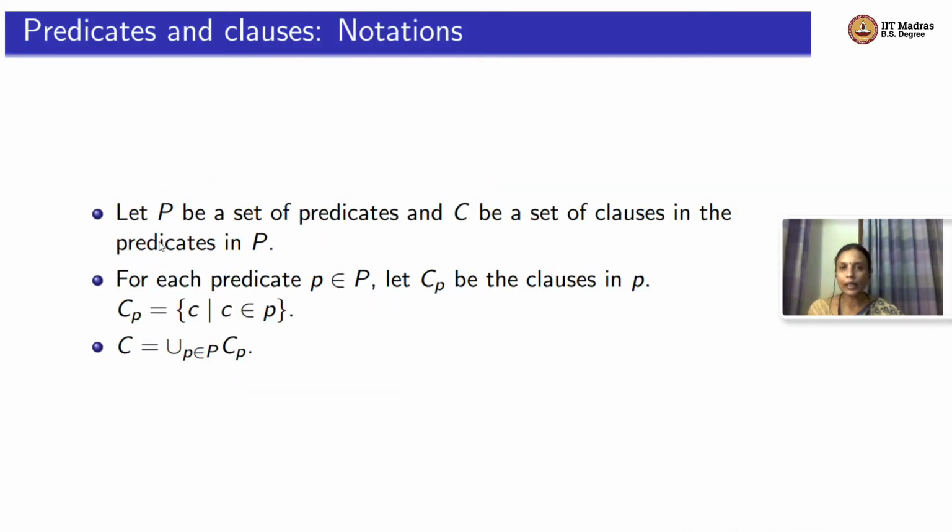Here is a small set of notations that will help us through these lectures. For any particular software artifact, let's say a program, we'll collect a set of predicates. Let's call that set of predicates capital P, and collect all the clauses for all the predicates in capital C. In the set of predicates capital P, each predicate small p will have its own set of clauses, which we'll call C subscript p. C subscript p is the set of all clauses that occur in the predicate. And the set of all clauses for the set of all predicates capital P is nothing but the union of the clauses in the individual predicates.